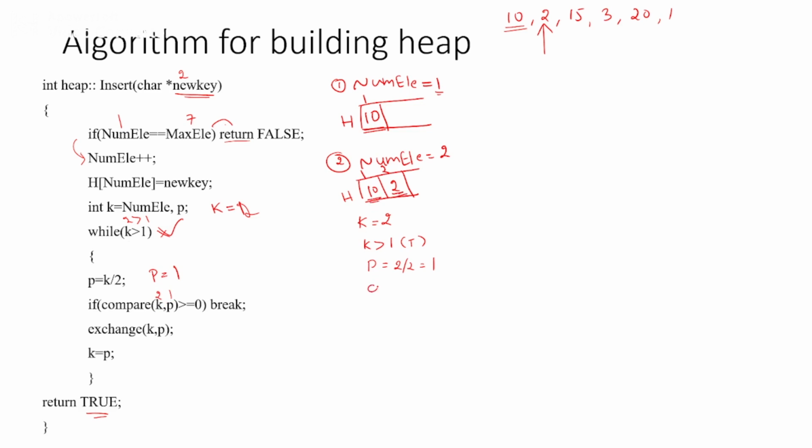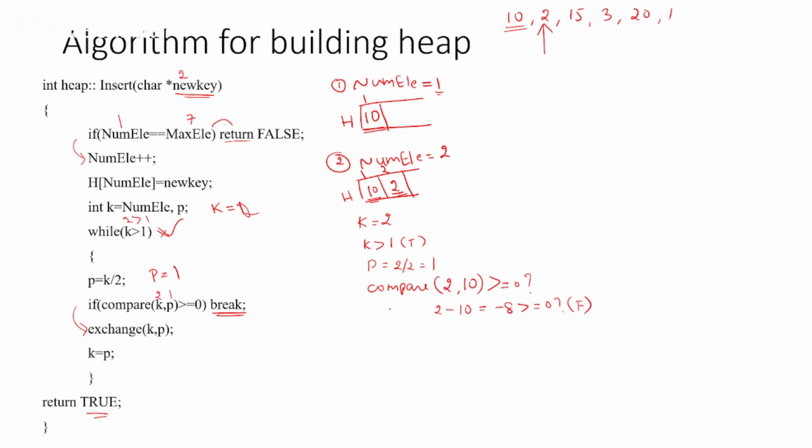So you are going to compare. In the position 2 you have 2 and in the position 1 you have 10. So 2 and 10 you are going to compare whether it is greater than or equal to 0. So when you do like this, it will do 2 minus 10, that is nothing but minus 8. Whether it is greater than or equal to 0, false. Right? So it will not break the thing. It will directly come to this.